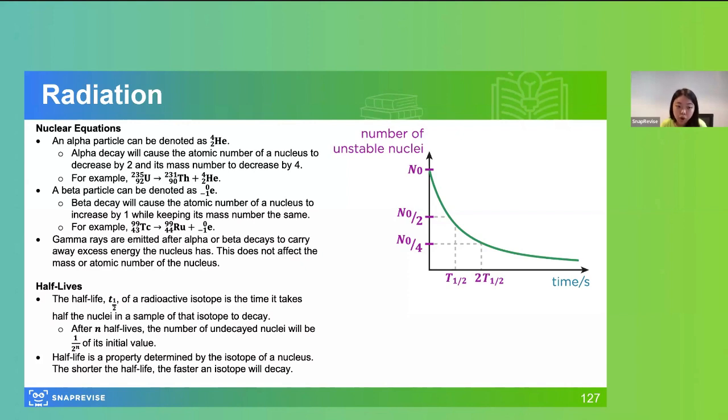The theory with half-lives that you need to know is that it is determined by the isotope of a nucleus. So the shorter the half-life, the faster an isotope will decay, and this is really unstable. A longer half-life will be more stable. So with a short half-life, the faster the isotope will decay, the more unstable it is.